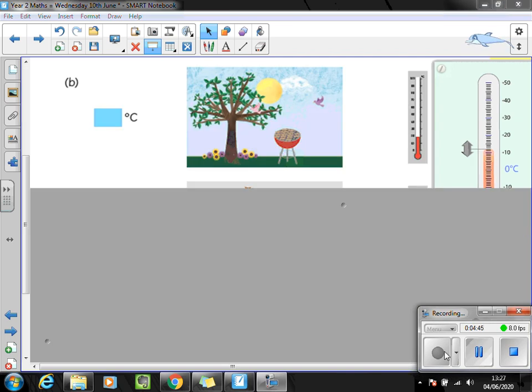Okay, question B. Again, another picture with lots more clues to help you think about what time of year it might be. And I will adjust the thermometer to help you estimate roughly what temperature you think it might be. Are you ready? There you go. Talk to your adult using the clues from the picture and that thermometer. What temperature would you estimate it to be?